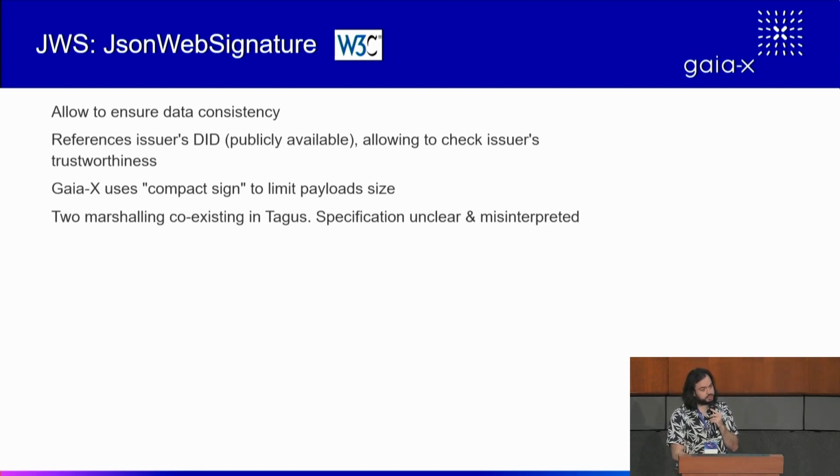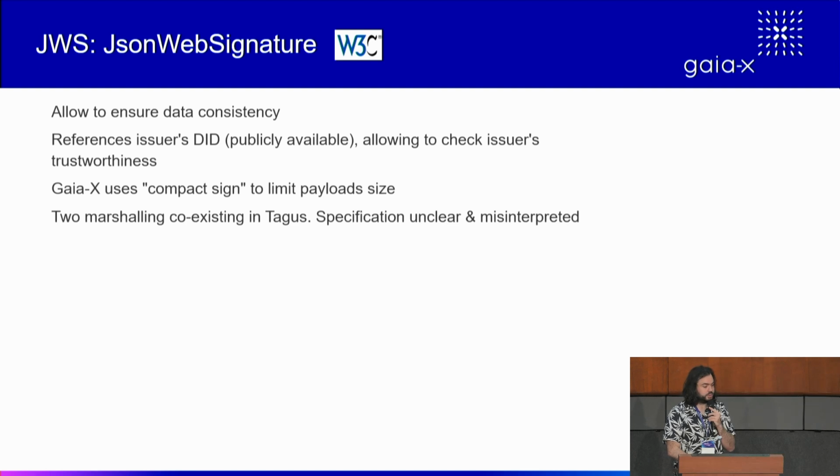Verifiable credential would not exist without the JSON Web Signature. So again, another standard from the W3C. We owe them a lot for what they provide to the community. The JSON web signature allows to ensure the data consistency. It's calculated and computed using the data. It references the user's DID. I will go back to the DID in a few seconds. But basically, you reference who's the issuer, it exposes its cryptographic material, and you can verify the trustworthiness of the signature.